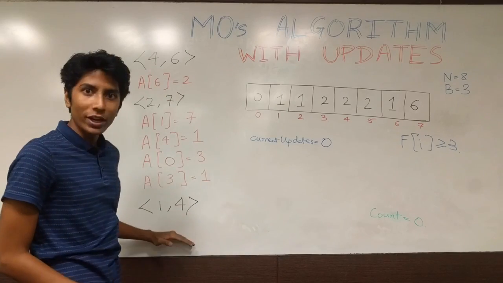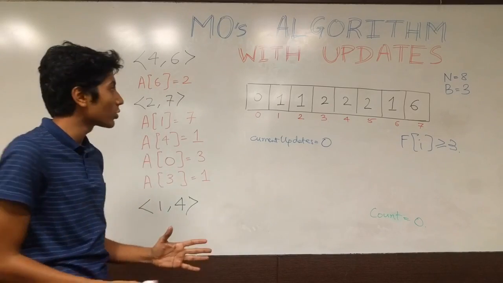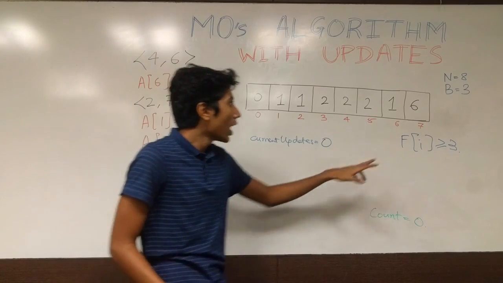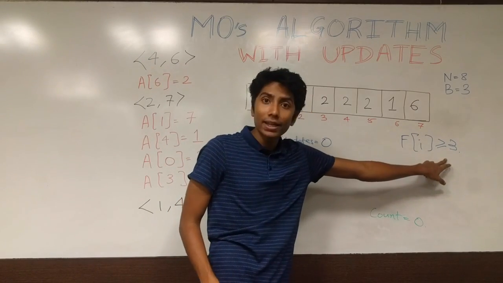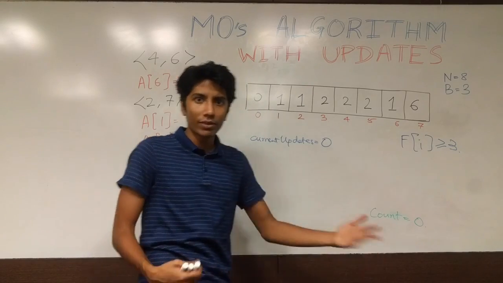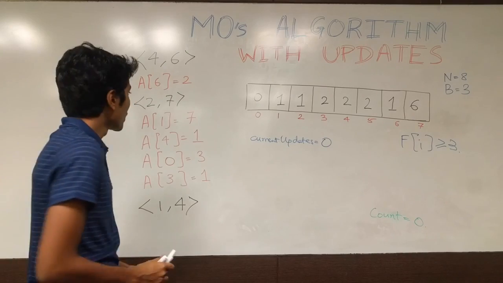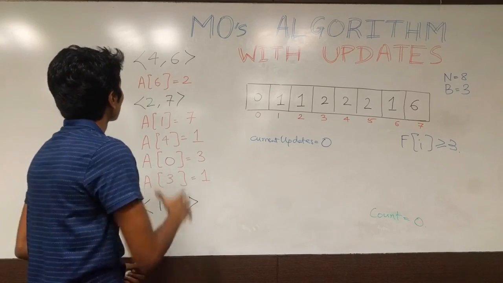We have this set of queries with us, and our job is to find out, just like in the old question, for a given range left to right, how many elements have frequency greater than or equal to 3, and based on that we give out the count. Okay, and we also have point updates now. So how do we process this?